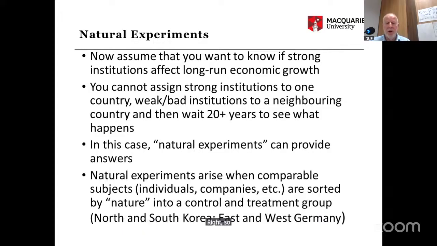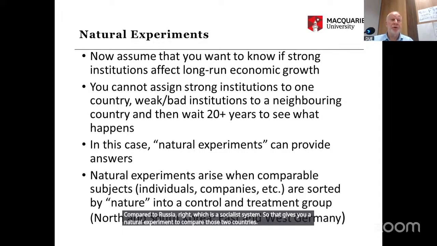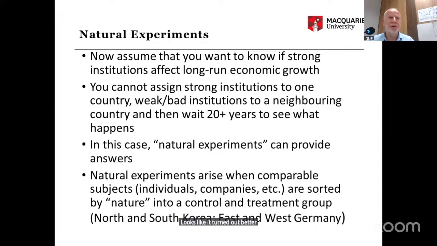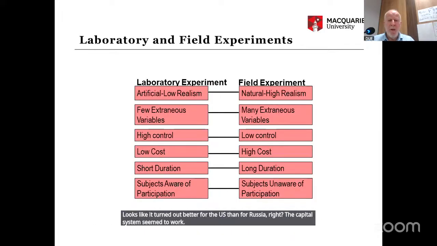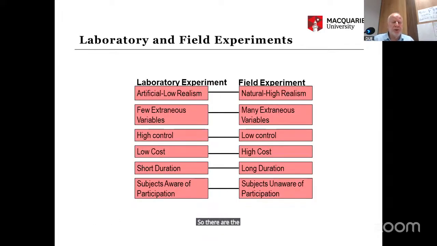That's very interesting. And so a democratic capitalist system like the US compared to Russia, which is a socialist system, gives you a natural experiment to compare those two countries. It looks like it turned out better for the US than for Russia, that the capitalist system seemed to work. So there are differences between the two.